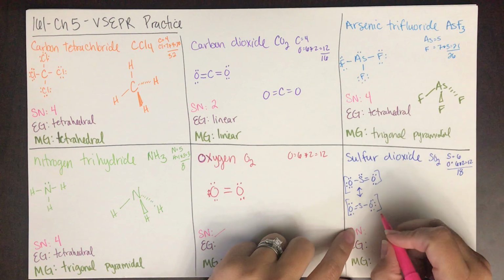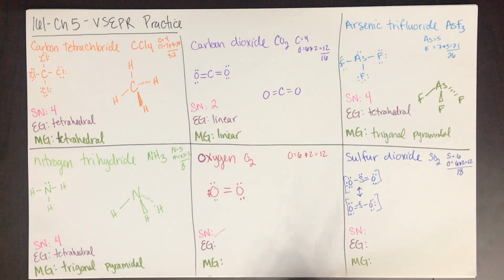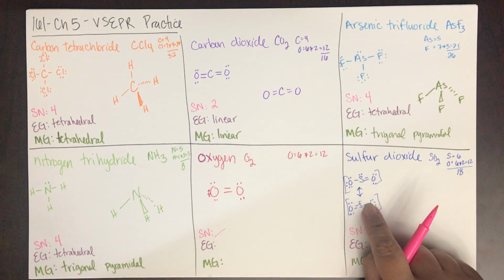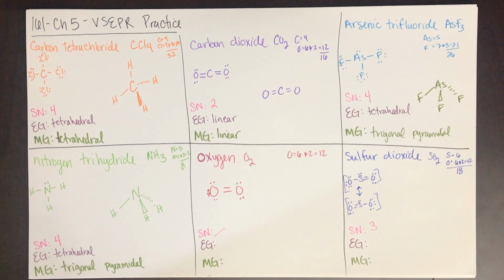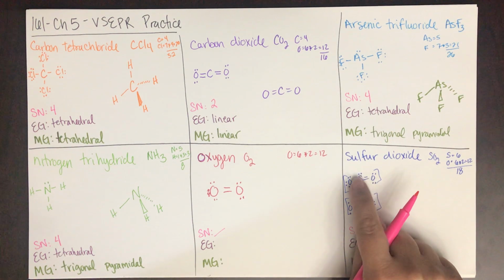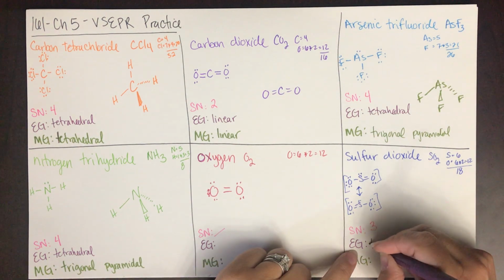The steric number here, whoops, I forgot the lone pair there. The steric number is 3 because remember this double bond counts as 1 region. 1, 2, 3 regions of electrons. This has a steric number of 3. Even though this is a double bond, it counts as 1 region. So the electron pair geometry for something with 3 regions is called trigonal planar.